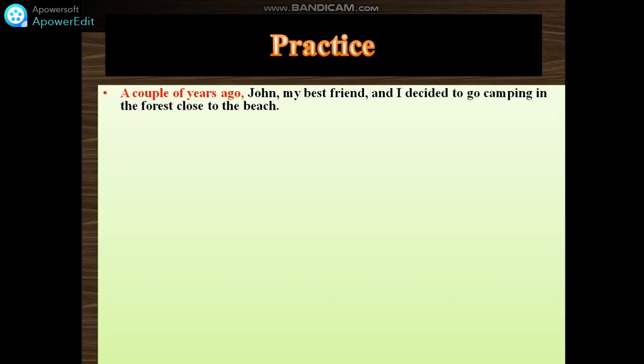So what happened? What sets the scene here? You set the scene, you say, for example, decided to go camping in the forest close to the beach. So here is the place. This is the scene. Again, describing what we were doing: we were so delighted, we were enthusiastic.